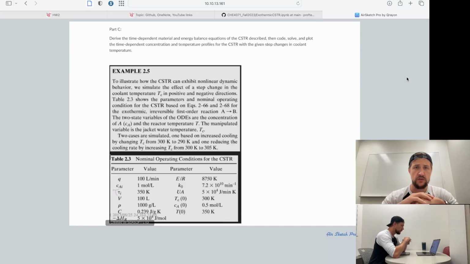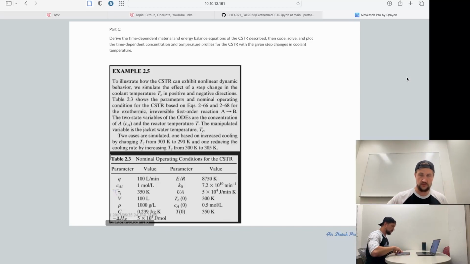For the two cases simulated here, one is based on increased cooling by changing the coolant temperature from 300 down to 290. The other is reducing the cooling rate by increasing the coolant temperature from 300 to 305. So here are the parameters in our equation, and let's start by drawing out the tank that we're going to be evaluating.